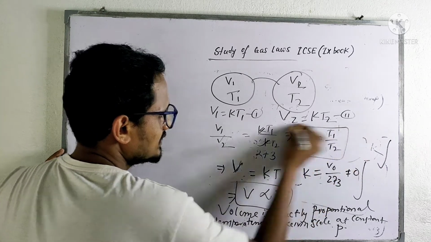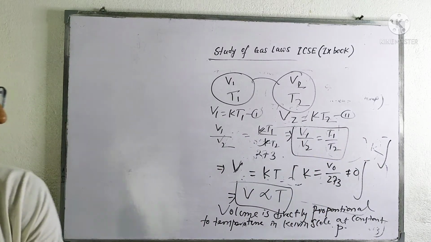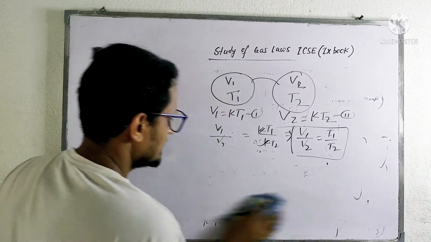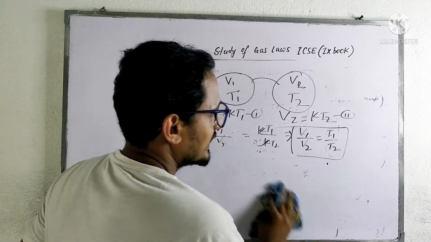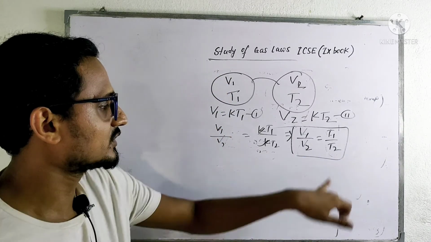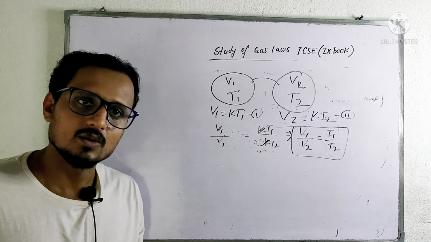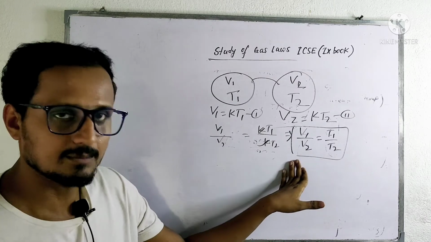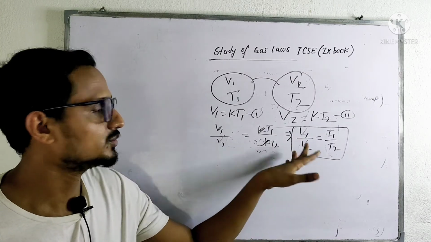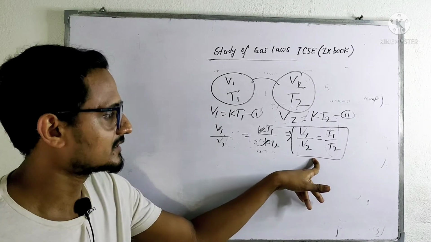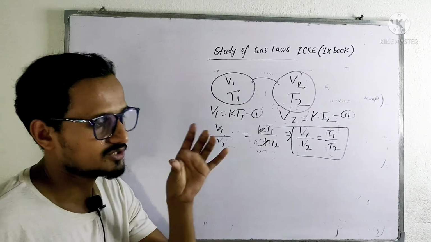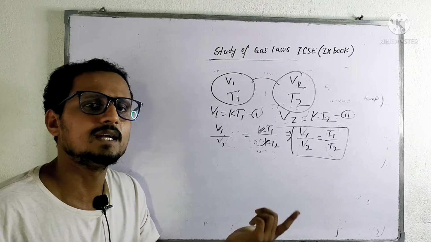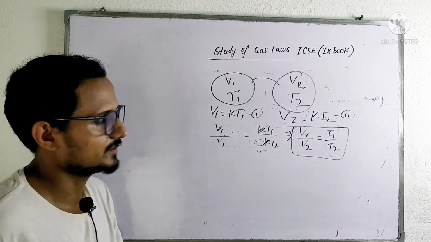Now from this relation, if we know any three of these four variables at constant pressure, then we can easily calculate the last one. So this relation is applicable to numerical problems. We can solve numerical problems according to this equation, that is Charles law, only if the pressure is constant. If the question says the pressure is constant, then we will apply Charles law.